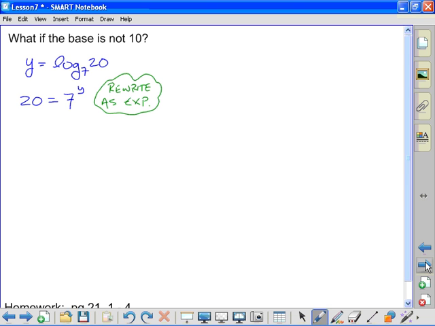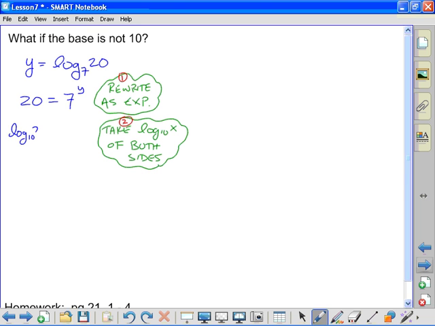Okay. Now, I want base 10. So what I'm going to do, I'm going to go back to the golden rule of algebra. Whatever you do to one side, you're going to do the other. So I'm going to take log base 10 of both sides. Okay, so that's my next step. So this is step 1. Here's step 2. So I'm going to take the log of both sides. So that means I'll have log base 10 of 20 equals log base 10 of 7 to the exponent y.